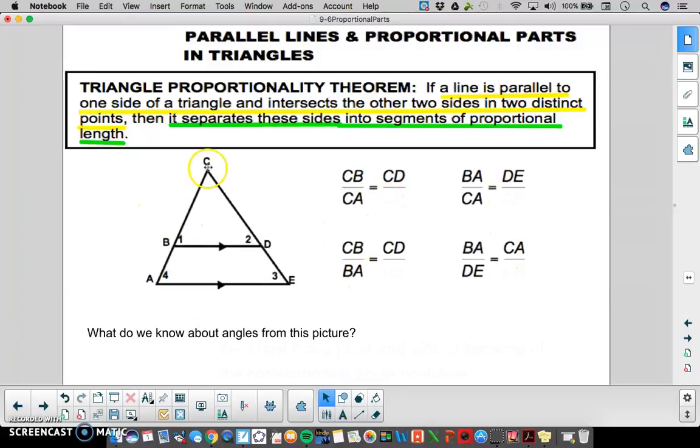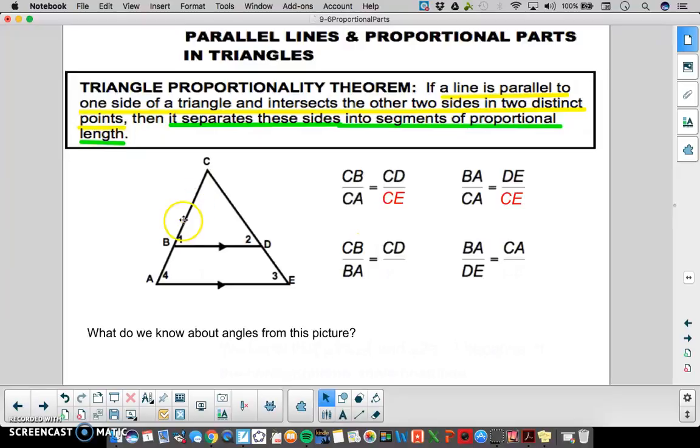We have parts here, CB and CA is the whole, so we have part over whole. And then on the other side we would have part CD over the whole CE. So part to whole is proportional. We have BA and CA. So this piece here that's not the side of the triangle but the piece is proportional to the whole here, and DE would be proportional to the whole CE as well.